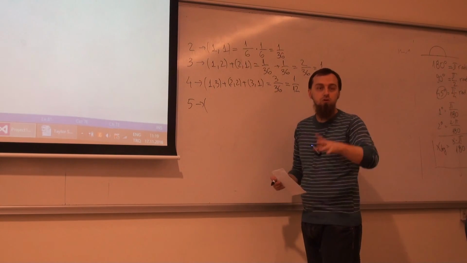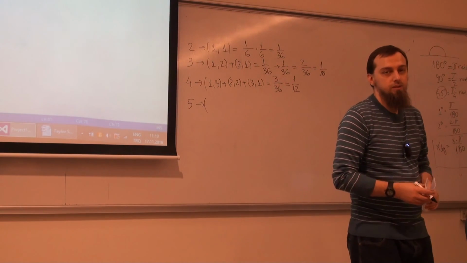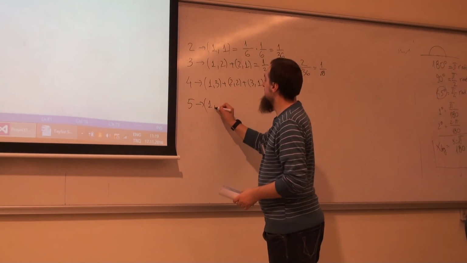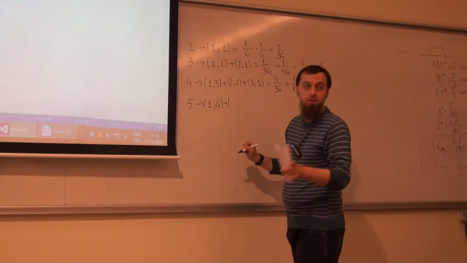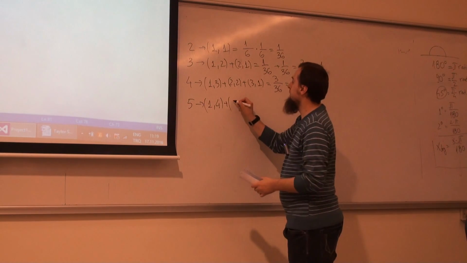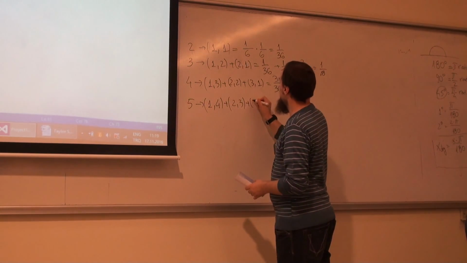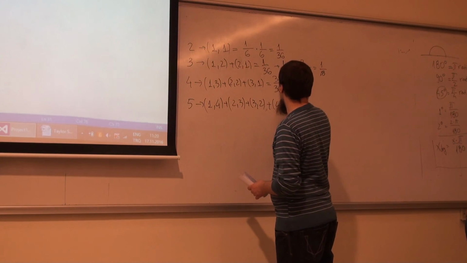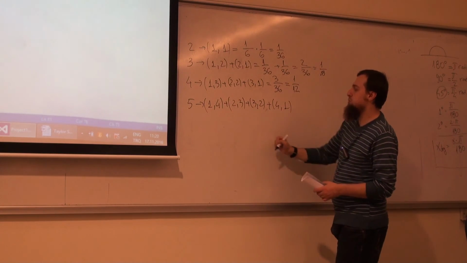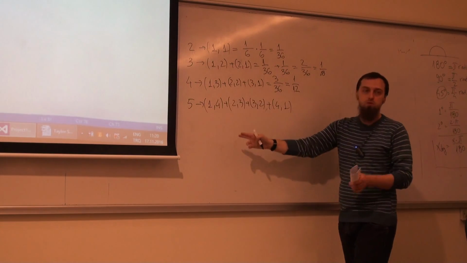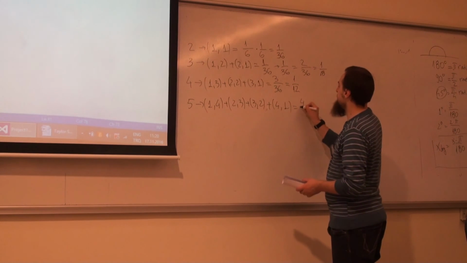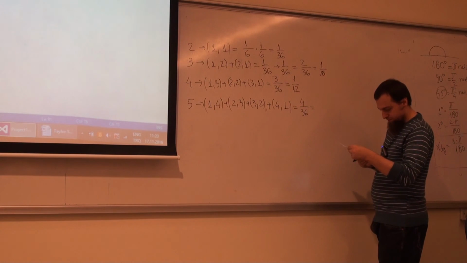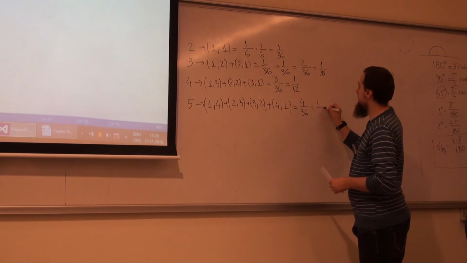Now if I want to get 5, what are the combinations that we have? Come on. Not only you, others also. Which one? 1, 4, yeah. Else? 2, 3. 3, 2. And 4, 1. So how many combinations do we have? 1, 2, 3, 4. Each of them is 1 over 36. So this is 4 over 36. And how much is this? 1 over 9.